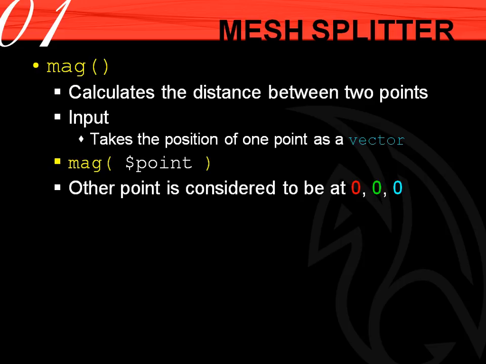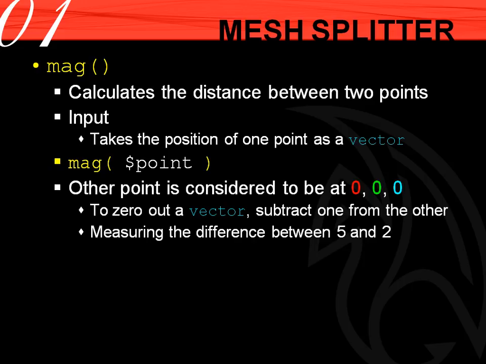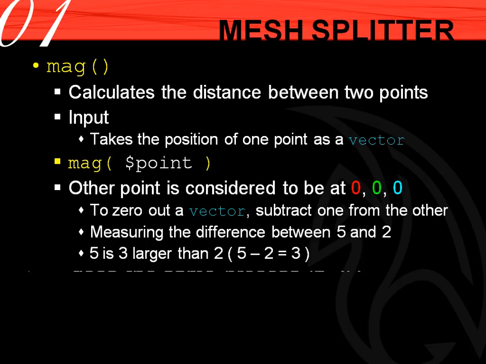Now, the reason why it only has one instead of 2 points, remember we were comparing 2 points. Somebody might be asking, well, I thought we were comparing two, not just one. Well, the reason why is because the other point is considered to be at 0, 0, 0. And to zero out a vector, essentially what you want to do is subtract one from the other. So, for example, let's say you wanted to know what the distance is between the number 5 and the number 2. You want to know how much distance there is in between those two. Well, very simply, you would just subtract one from the other. So you know that 5 is 3 larger than 2, because 5 minus 2 is 3.